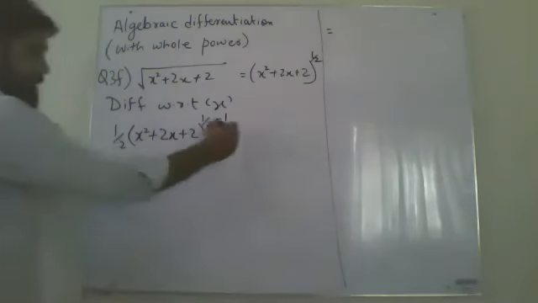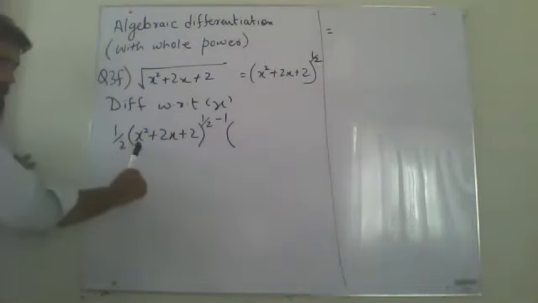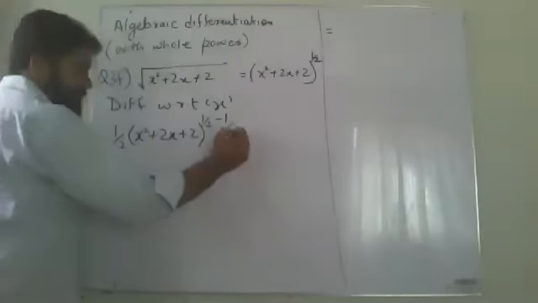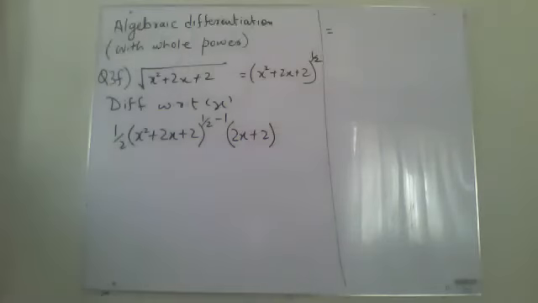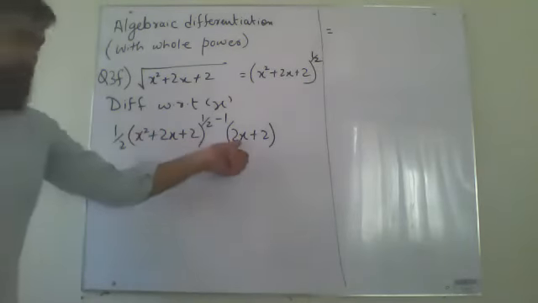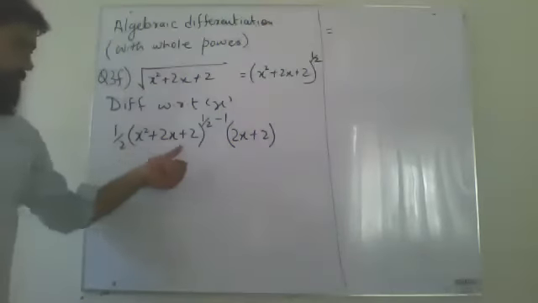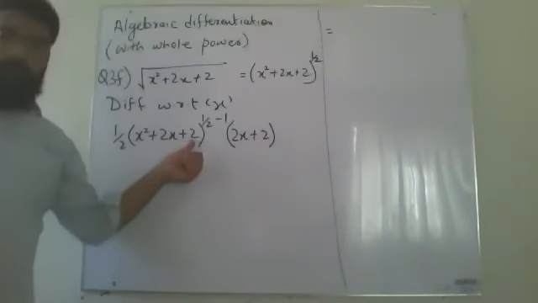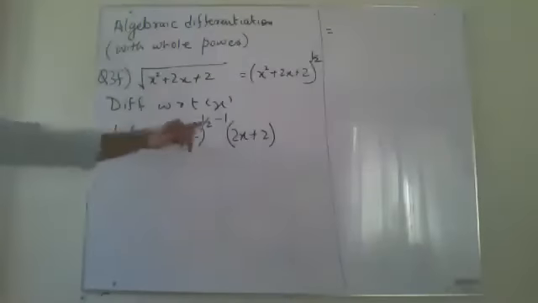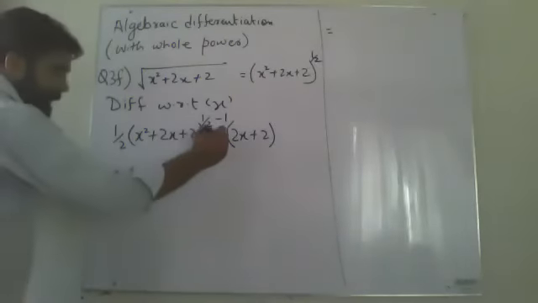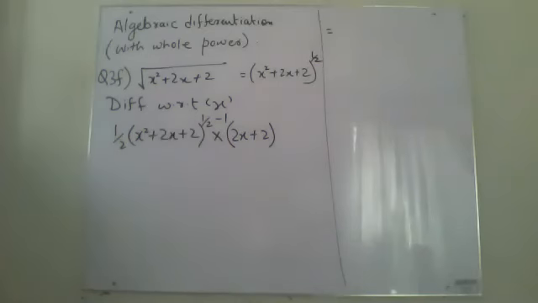Now my next step, differentiating whatever is inside the term. So 2x plus 2. Okay, the differentiation of x square will be 2x, the differentiation of 2x will be 2, and the differentiation of 2 will be 0. Nothing is needed over there because it's a constant. So that is my answer, and I have put in a multiply sign over here.